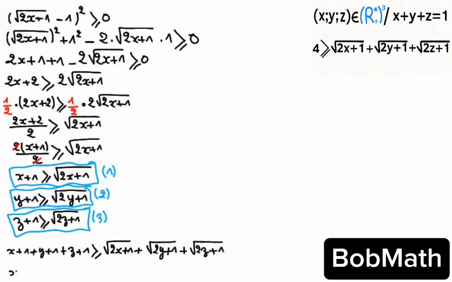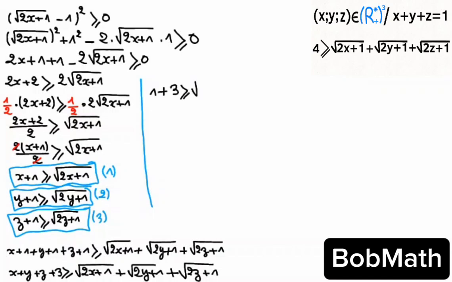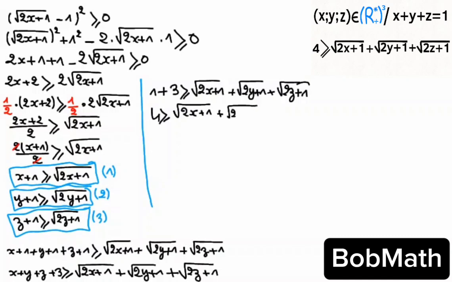Therefore, x plus y plus z plus 3 is greater than or equal to square root of 2x plus 1 plus square root of 2y plus 1 plus square root of 2z plus 1. We know that x plus y plus z equals 1. So 1 plus 3 is greater than or equal to square root of 2x plus 1 plus square root of 2y plus 1 plus square root of 2z plus 1. Therefore, 4 is greater than or equal to square root of 2x plus 1 plus square root of 2y plus 1 plus square root of 2z plus 1. Therefore, this is the relationship required in this exercise.